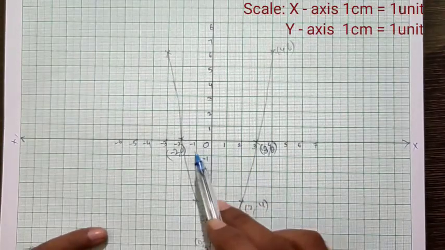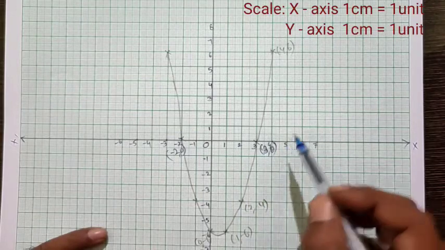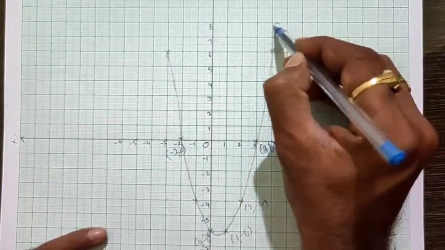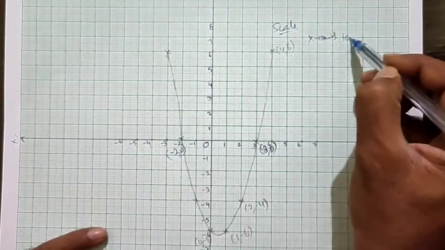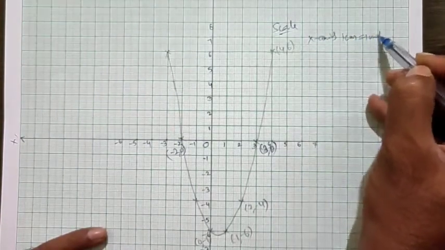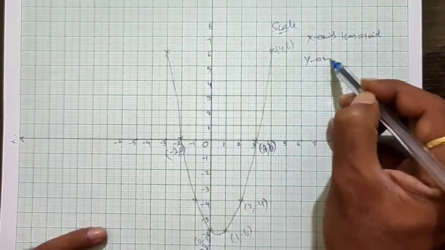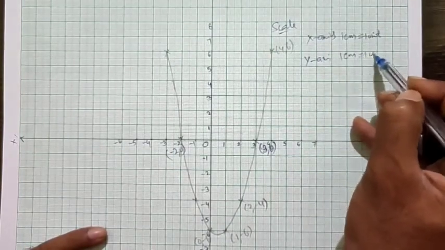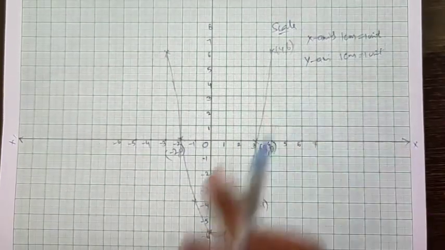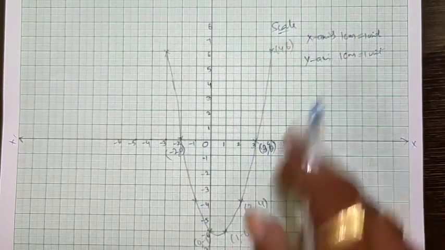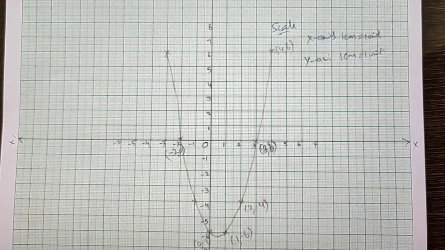Here we located a number line with a gap of 1 centimeter. So we have the right scale here: on the x axis 1 centimeter is equal to 1 unit. On the y axis 1 centimeter is equal to 1 unit. This we must write, everyone must write this scale on the graph sheet at the right top. Okay. Or else you will lose marks. Is it clear?